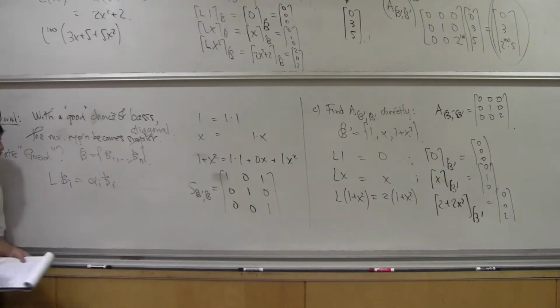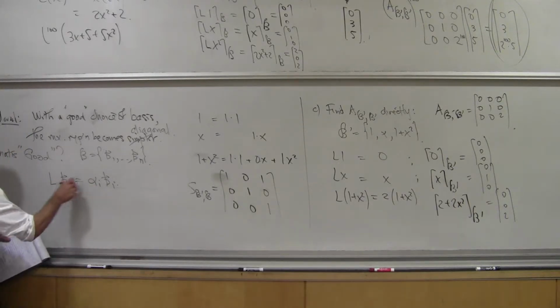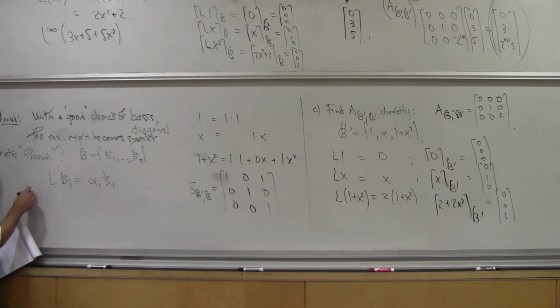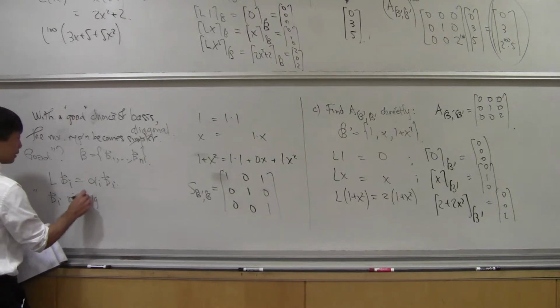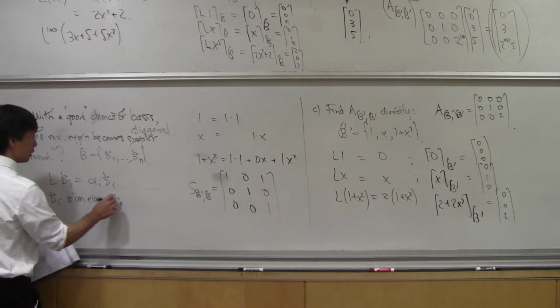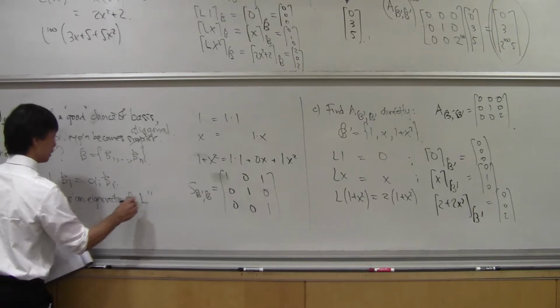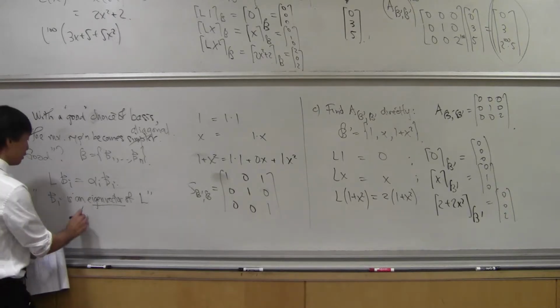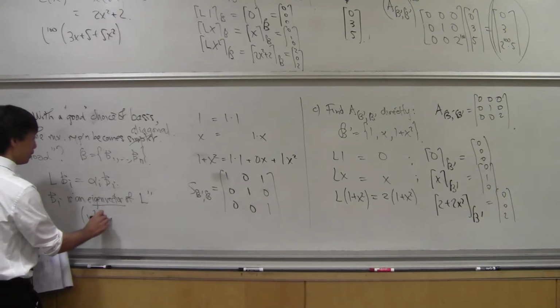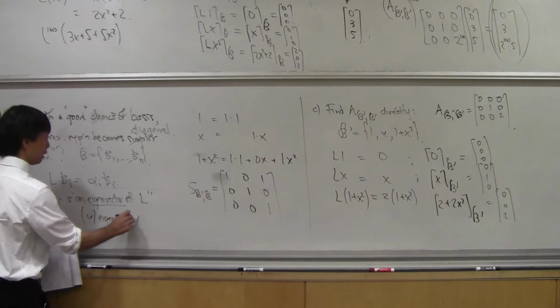These have names. This sort of quality is given a name. We say that Bi is an eigenvector of L, with eigenvalue alpha i.